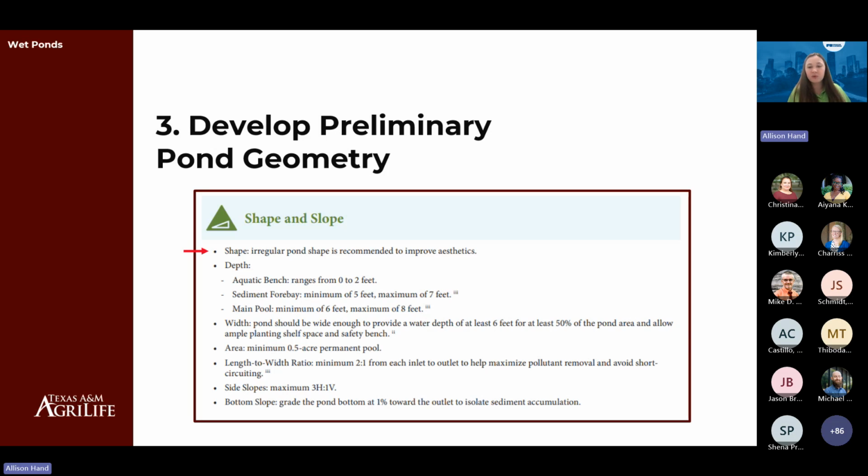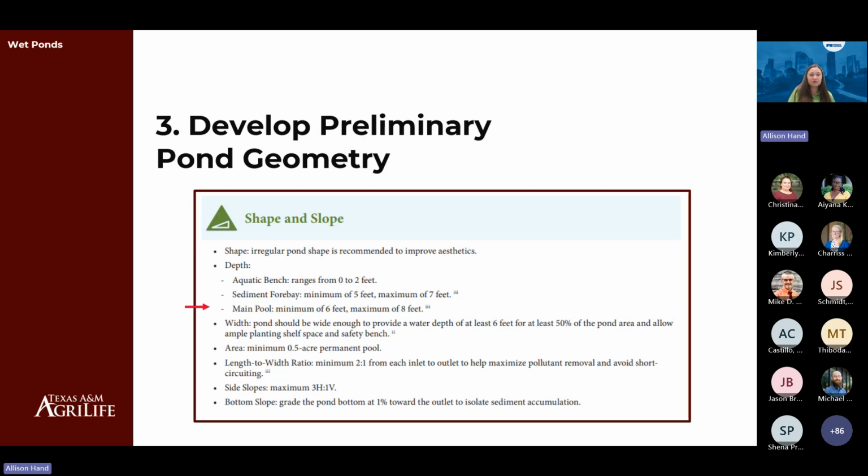Once you've set your volume goals, next decision is the geometry. The design set provides recommended minimum and maximum values for each design decision. Over the next few slides, we'll walk through some of these design decisions. First off, the main pool should be designed with an irregular shape to improve aesthetics and mimic natural wetlands. We're not fooling any birds with a square rectangular pond. We want these systems to look more natural to mimic the natural habitats.